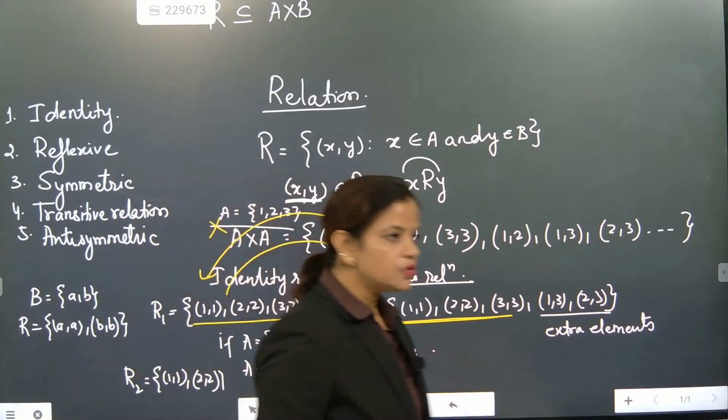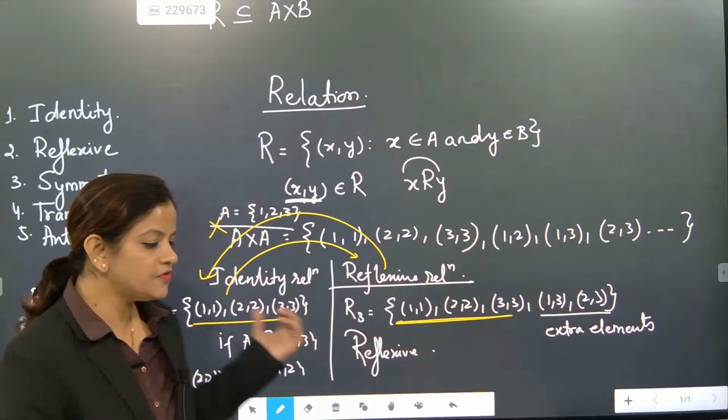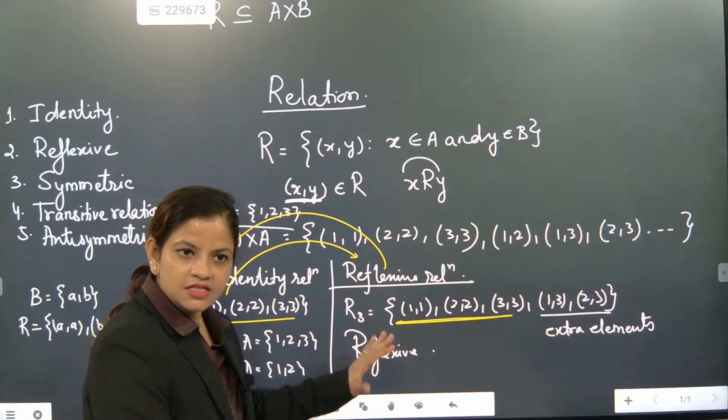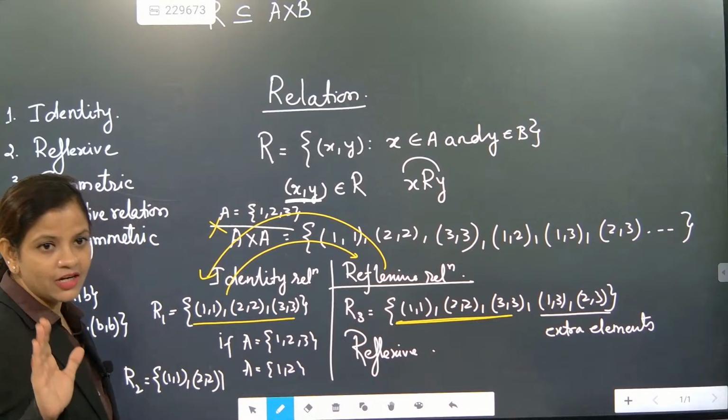Understood? So what conclusion have we reached? All identity can be reflexive. All reflexive cannot be identity. This is the major difference we have understood. Now we will go for Santosh. Did you understand? Clearly understood or not?